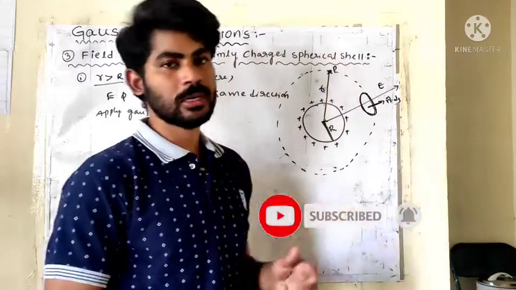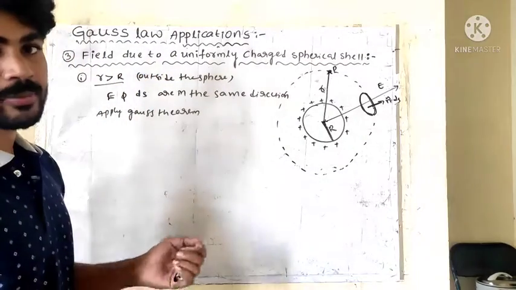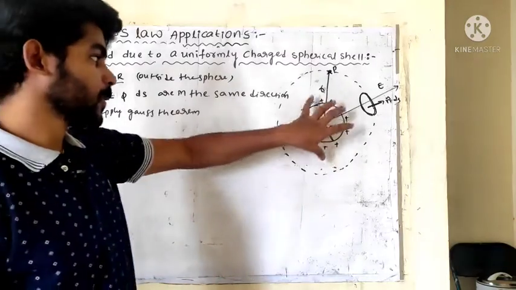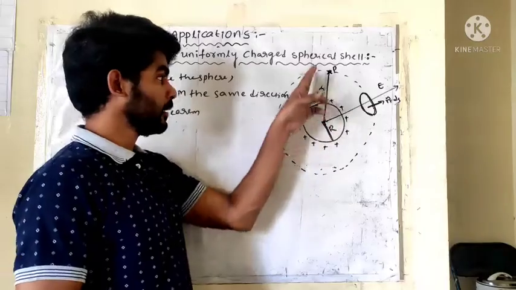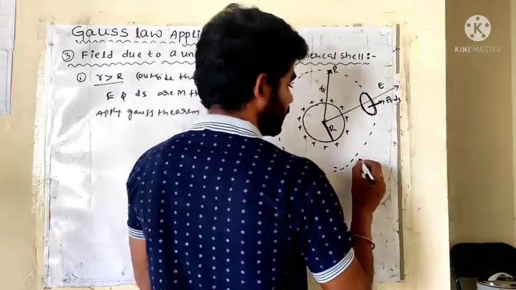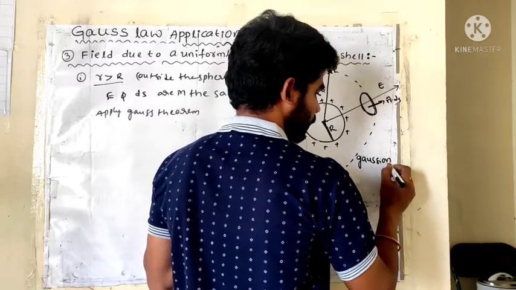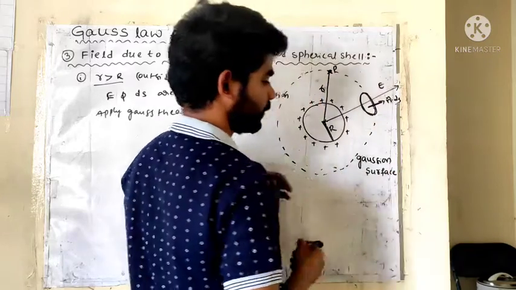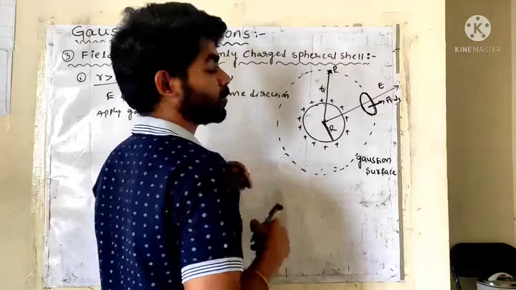So we can go to our subject now. Today we are discussing the third application of Gauss law, the spherical shell. This spherical shell has radius capital R, and the dotted lines are the imaginary surface, which is the Gaussian surface. The Gaussian surface radius is small r.